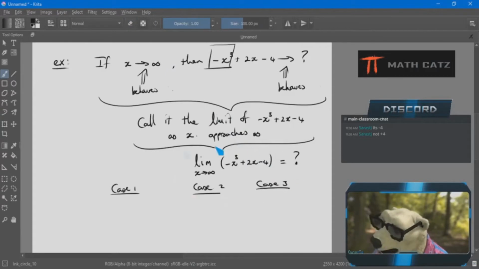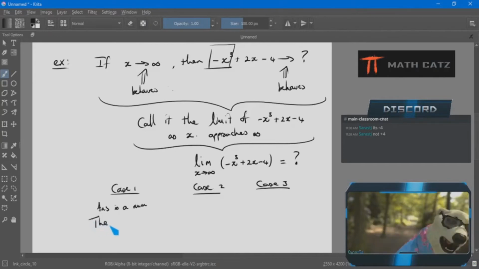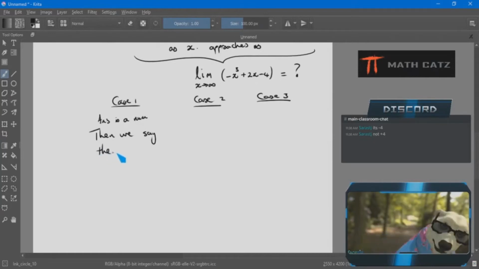Okay. So now the answer could look different depending on what the function is, depending on what the behavior is. And slowly we'll see all the variations. We'll see that this answer, this behavior, could be, let's say here, a number, like a 0 or a 1 or a 3 or something. Then we say the limit exists and it equals that number.